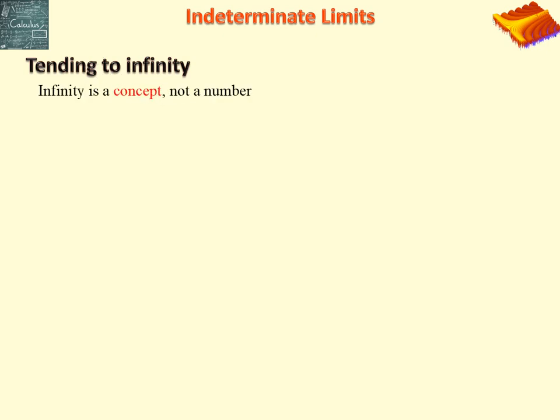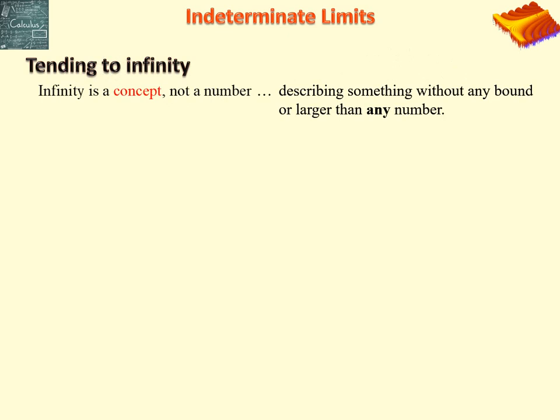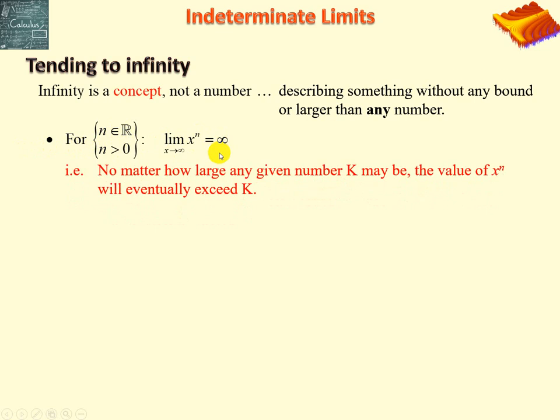Tending to infinity. It's a concept, not a number. It describes something without any bound or larger than any number. So, for example, if n is an element of R greater than 0, then the limit of x to the n as x tends to infinity has to be infinity. Alright, so that's what that tells us. No matter how large any given number k may be, the value of x to the n will eventually exceed it.